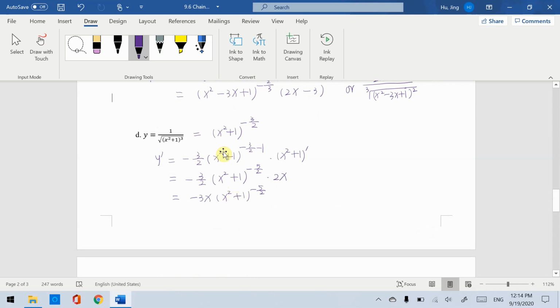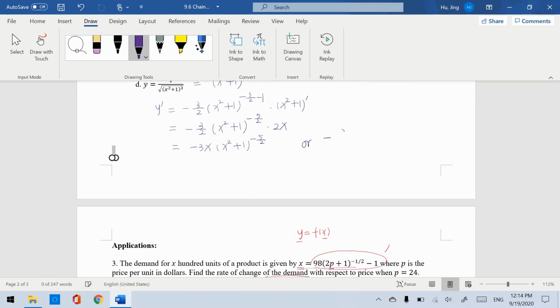Okay, the last one, we change it to exponent. So this is a square root, so go to the denominator of the exponent, then it is negative, right? Then we get y prime: negative 3 over 2 jump down, then minus 1, then here you get the derivative 2x. So 2 and 2 cancel out, negative 5 over 2, or negative 3x over the square root of (x plus 1), then 5th power.